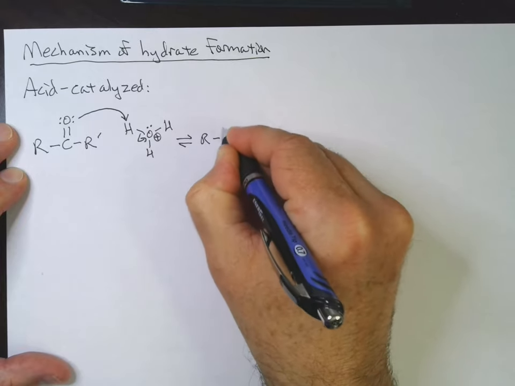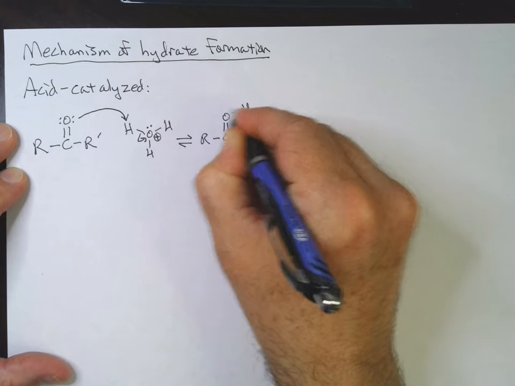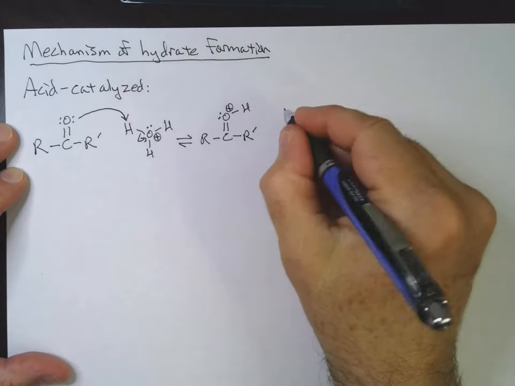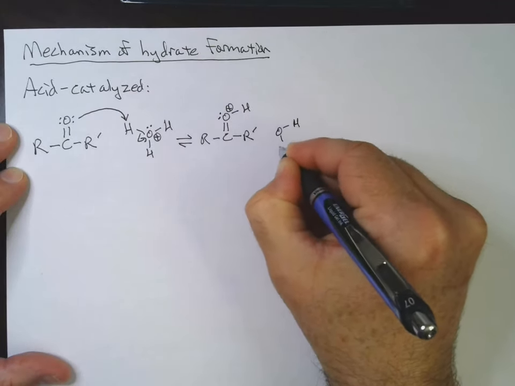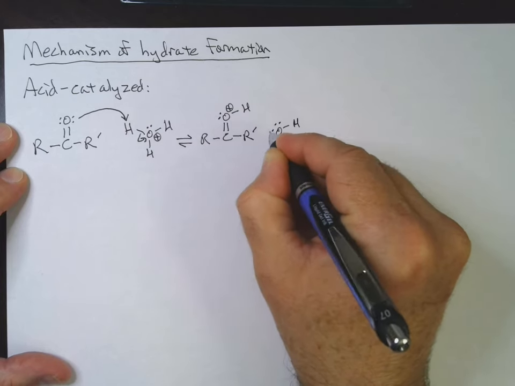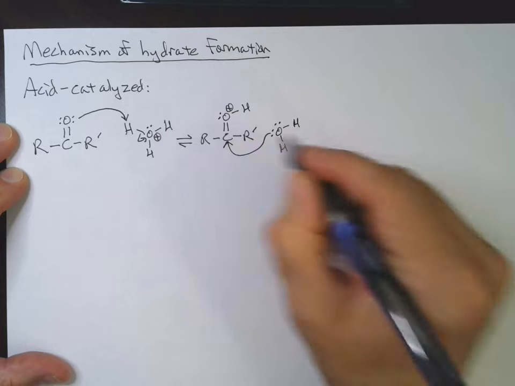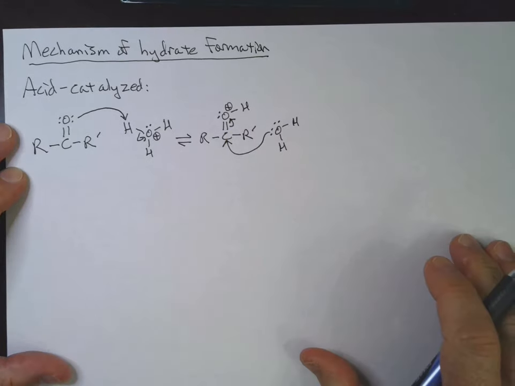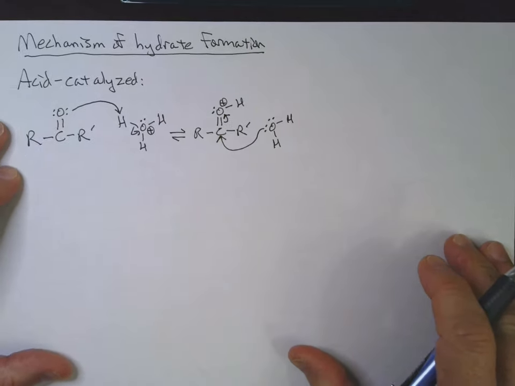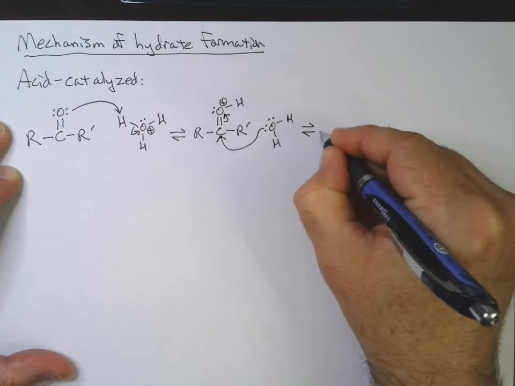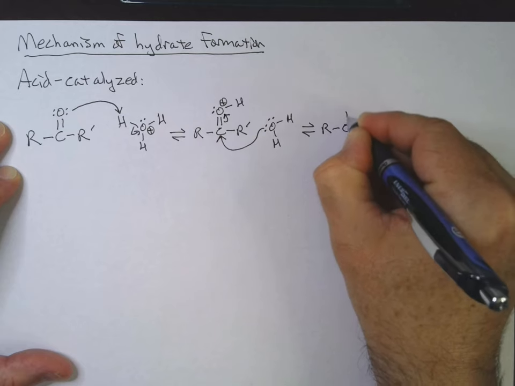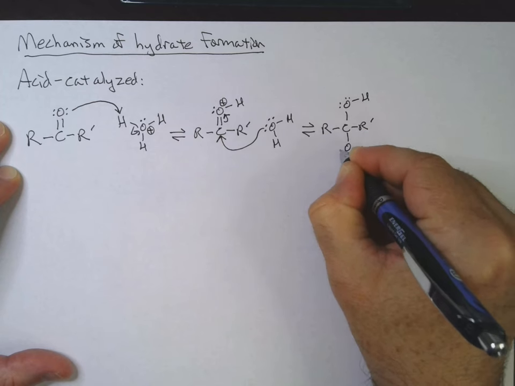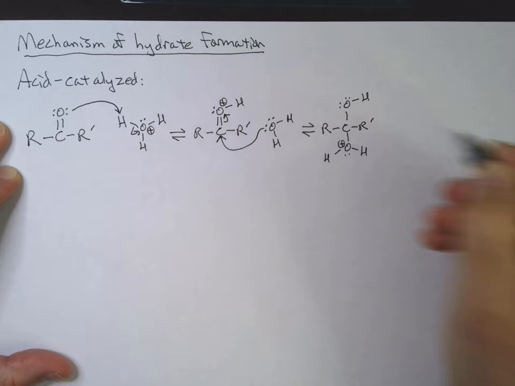All right, so we will get R, C double bond O, H, lone pair, positive charge, R prime, and then we've got O, H, H, H2O there, and now water is an okay nucleophile, and it can add in, and then we'll go ahead and kick those electrons up onto the oxygen, and that will give us now R, C, R prime, O, H, O, H, H, lone pair, positive charge.